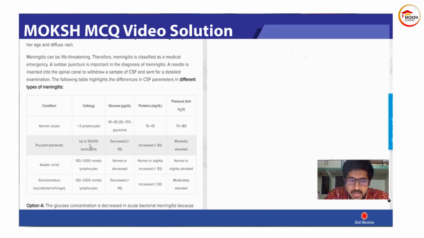All right. And now coming to glucose. So glucose is decreased. Think of it like bacteria eat up the glucose inside your CSF. So in that way, you will remember that glucose is low when you have a bacterial case of meningitis. Okay. And proteins are high. You can think of it like this, like the bacterial cell membranes and all that stuff is made up of proteins. So in a way, proteins are increased. Okay. And pressure is markedly elevated.